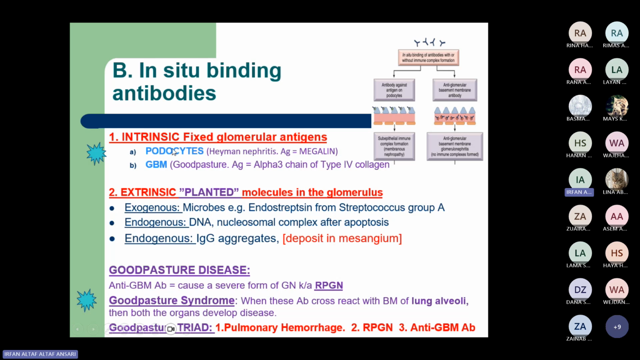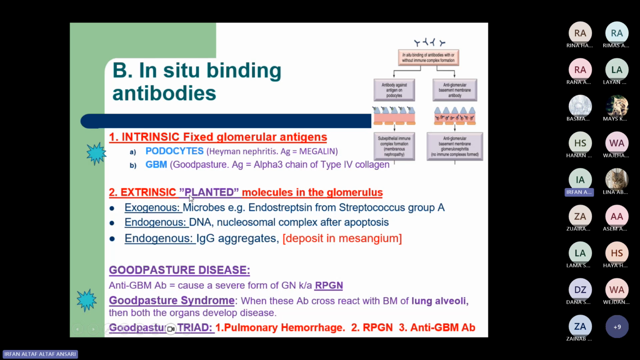When you have the podocytes, you have heymann nephritis, or you call it membranous nephropathy, where the antigen is known as megalin. The second is GBM. When they bind to the glomerular basement membrane, they cause Goodpasture syndrome. Always remember Goodpasture syndrome, glomerular basement membrane. A very, very important question comes from these two points: from the megalin, and from the anti-GBM antibodies seen in Goodpasture syndrome. What type of antibodies are seen in Goodpasture syndrome? Glomerular basement membrane.